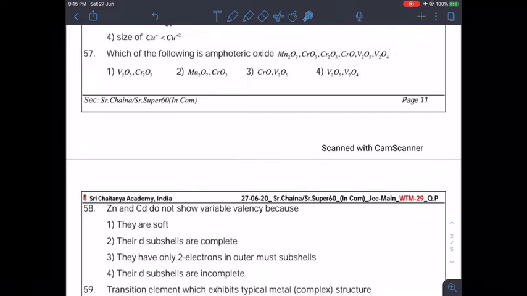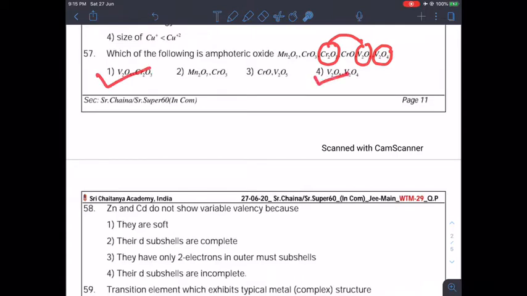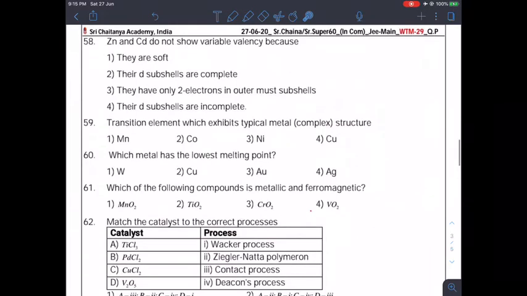So what is the correct answer? Cr2O3 and V2O5, they are amphoteric. At the same time this is also. So do we have any option? Yes, we have one, and at the same time we have the fourth also. So if it is a printing mistake, then the correct answer will be 1, otherwise 1 and 4 both will be correct. Now let's come to question number 58.